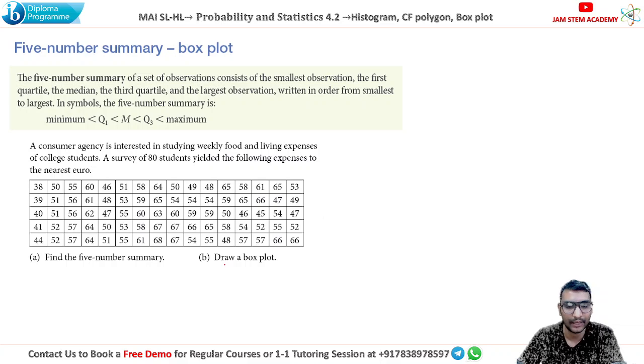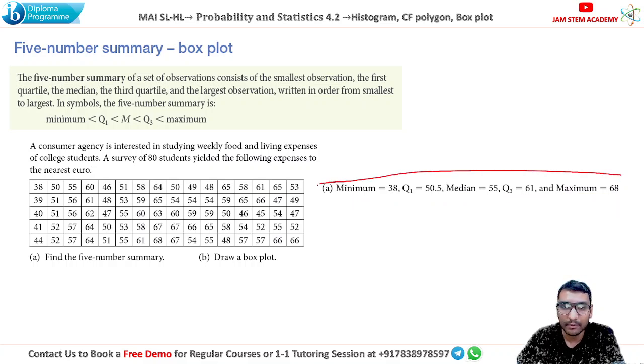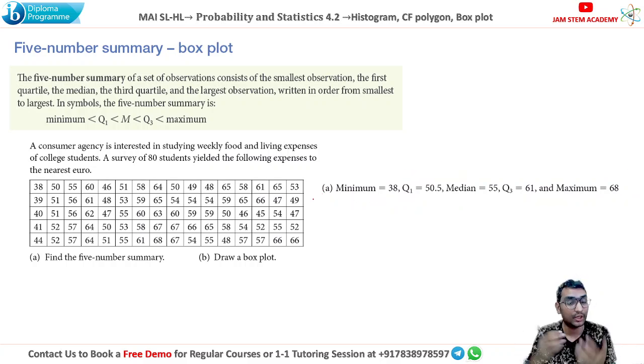So let's come to minimum value first. Okay, here from this data, if you read this whole thing, you will find minimum value is 38. Your quartile 1, you know how to find the quartile 1, right? 25% of the data will lie there. The median is 55. Q3 is the upper quartile, and maximum value is 68. You can make a frequency distribution table to find these values, or you can use your GDC, but again, entering 80 values in a GDC is not a good idea, right? So it is time taking, but yes, you can do that also.